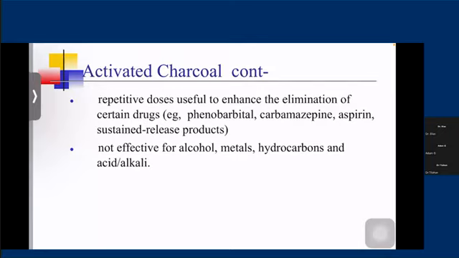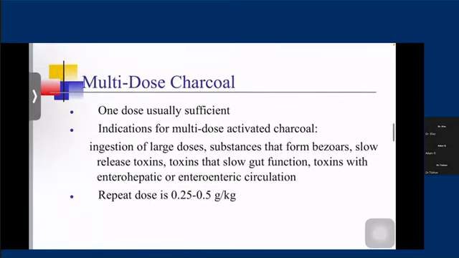And aspirin usually forms concretions, and it causes a bezoar. So we can still get it if we do it after 1 hour. That's called multi-dose, and we can also repeat the dose after the first dose. Usually the first dose is sufficient, but in certain medications like aspirin and phenobarb, there is also a place for giving multi-dose charcoal.